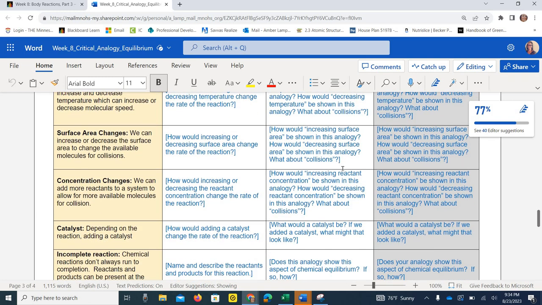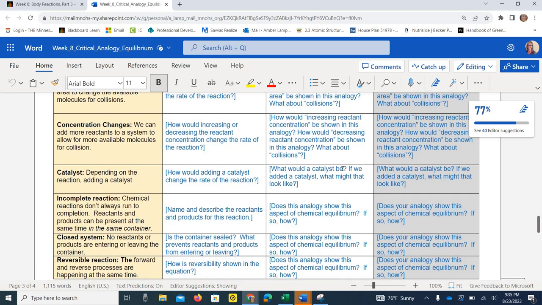The next piece would be surface area. How would increasing surface area be shown in this analogy, and how would decreasing surface area be shown in this analogy? And then what about collisions? So my thought process for surface area when it comes to an escalator would simply be to make the escalator wider. What if we had a wider escalator? You have more chances or more area that you could have people fit on it, and therefore that's going to increase how many people can go up and down at the same time. And thus that would ultimately increase collisions if we're talking about people bumping into each other, possibly. So that was my thought process on surface area change.